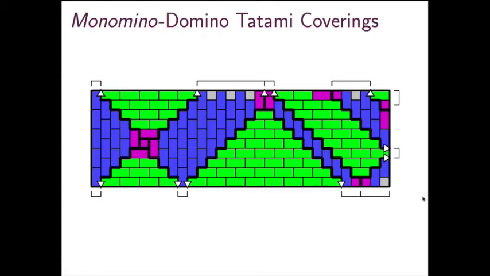This one, that one, and that one, and down there too. And it turns out that those are all of them. All of the green and blue tiles, their placement is forced by these ones here. And you can give them names. So you jump to monomino.